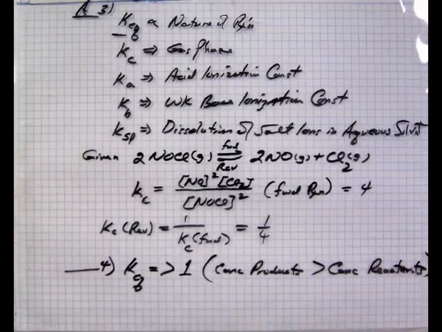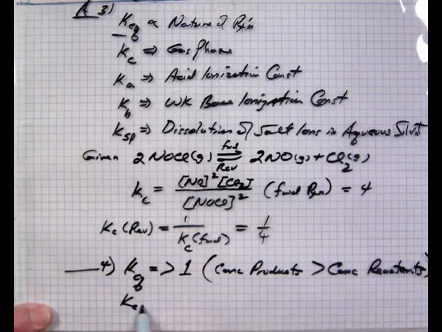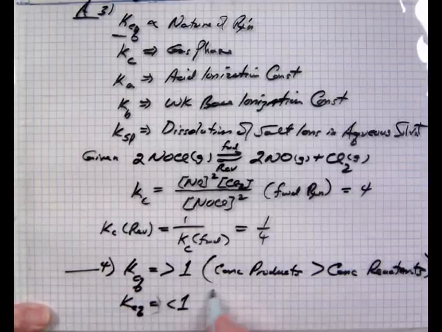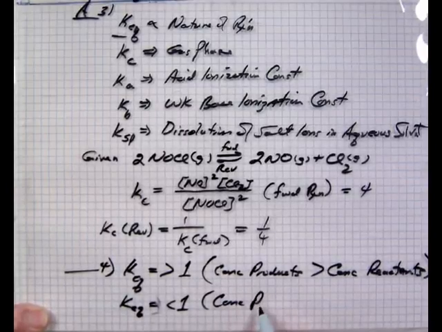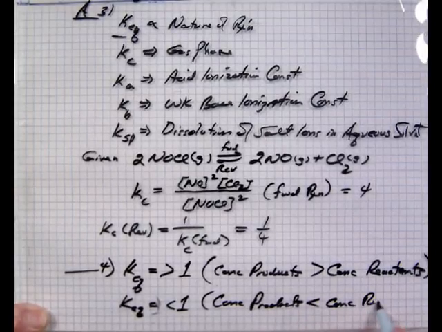And there are a variety of reasons you would need to know this, and it has to do with applications. But for right now, your understanding extends to this and this alone, that if it's greater than 1, we've got more products than reactants. If it's equal to 1, what does that mean? It means you have a balance of products and reactants. They come out even. If Keq is less than 1, then the concentration of products is less than the concentration of reactants.